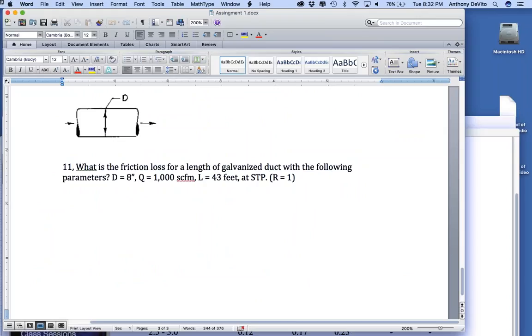So next, let's see what else we've got here. What is the friction loss for a length of galvanized iron duct with the following parameters? The diameter is equal to 8 inches. Q is equal to 1,000 cubic feet per minute. Did I get velocity? And the length is equal to 43 feet.